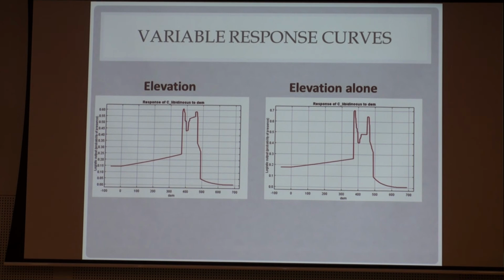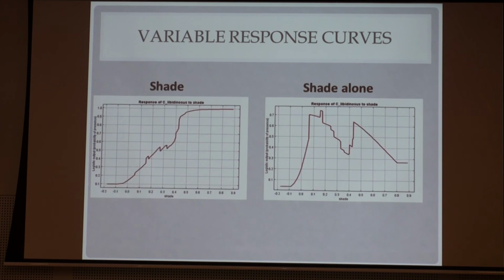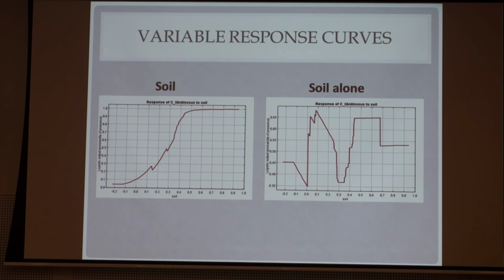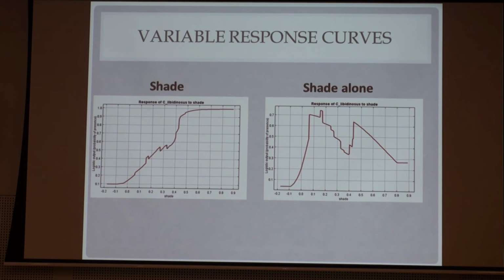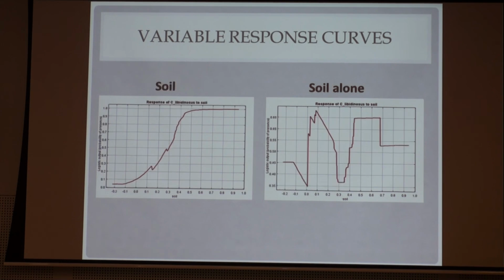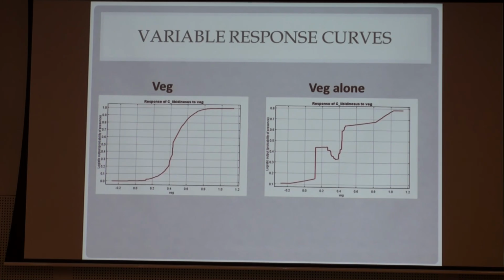So this shows you our probability of presence at varying values of each of the variables. And you see, I'm going to show you these all together. Elevation is similar for both elevation as an entire model and elevation alone. We take a look at vegetation, soil, and shade, though they change a lot depending on whether they're incorporated into the entire model or whether they're used alone. And we probably are seeing some interaction between those 3 variables, vegetation, soil, and shade.